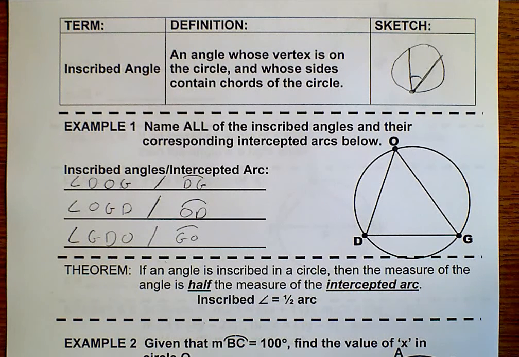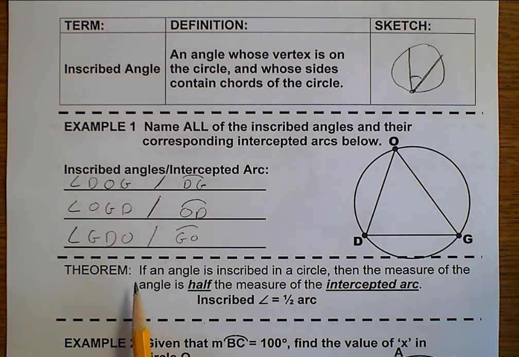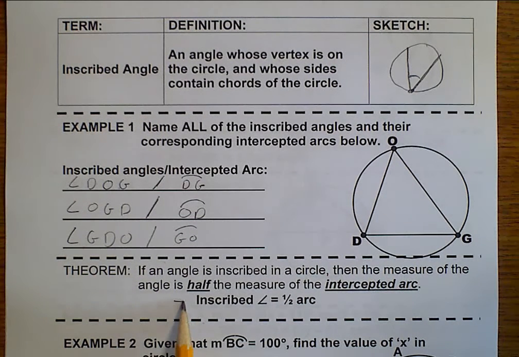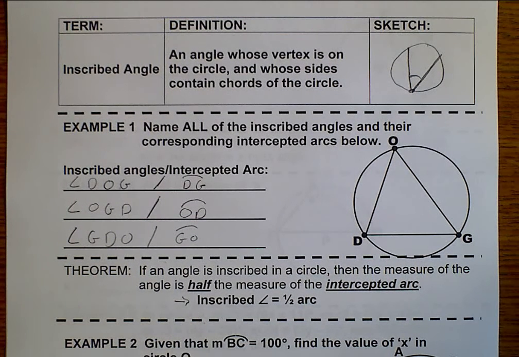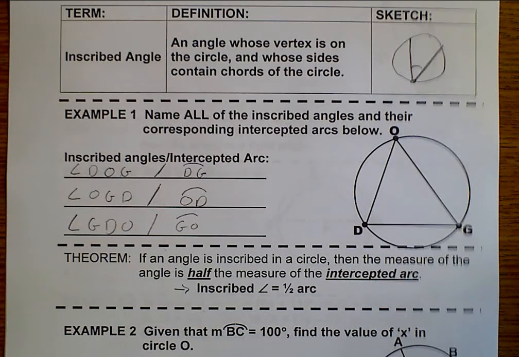The reason for that is this theorem. If an angle is inscribed in a circle, then the measure of the angle is half the measure of the intercepted arc, which is this formula right here. Now we're going to go ahead and use this formula in example number 2.